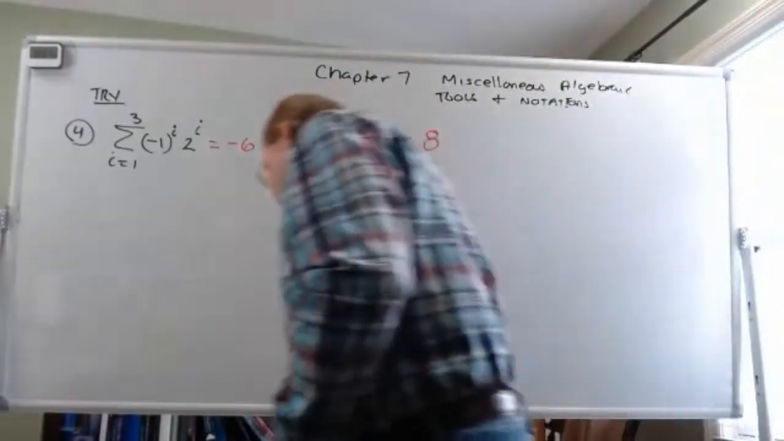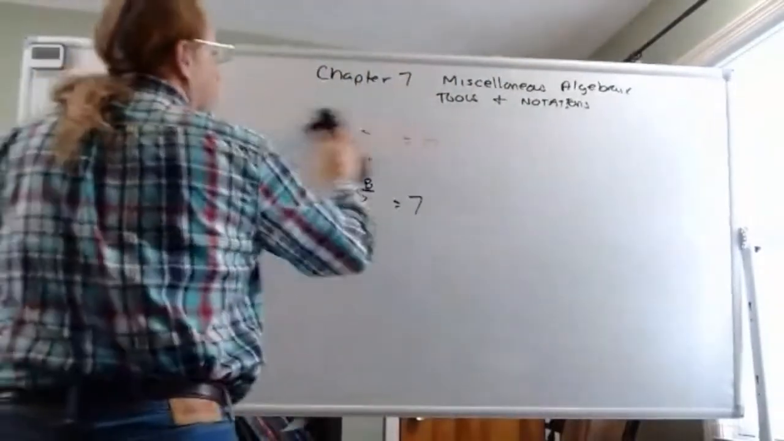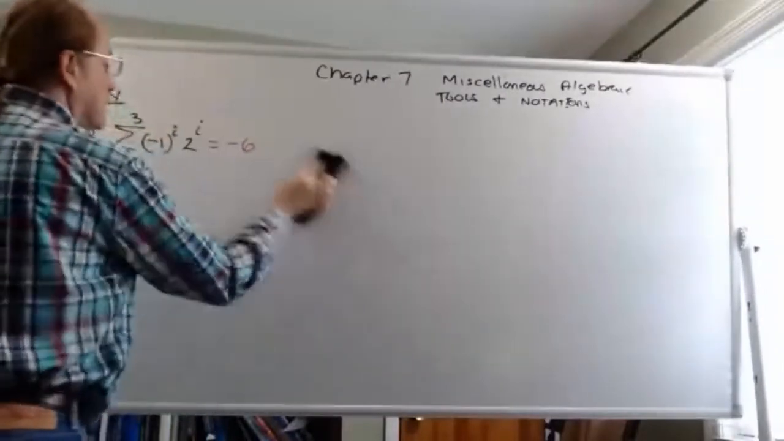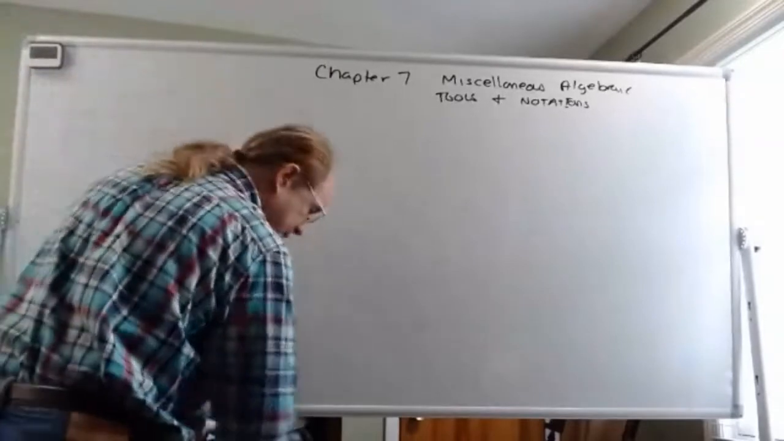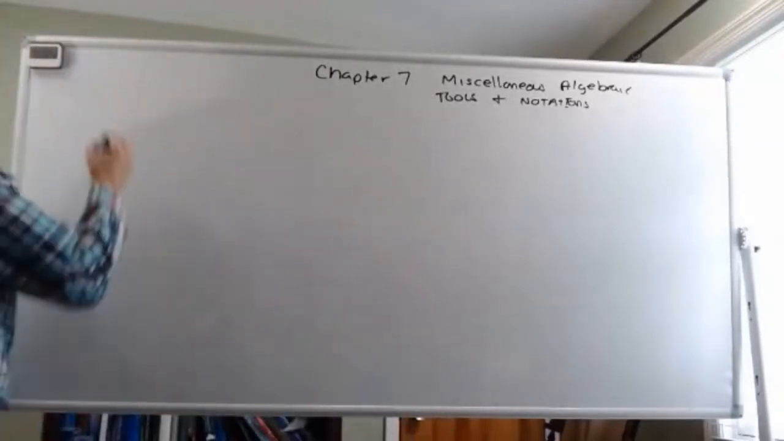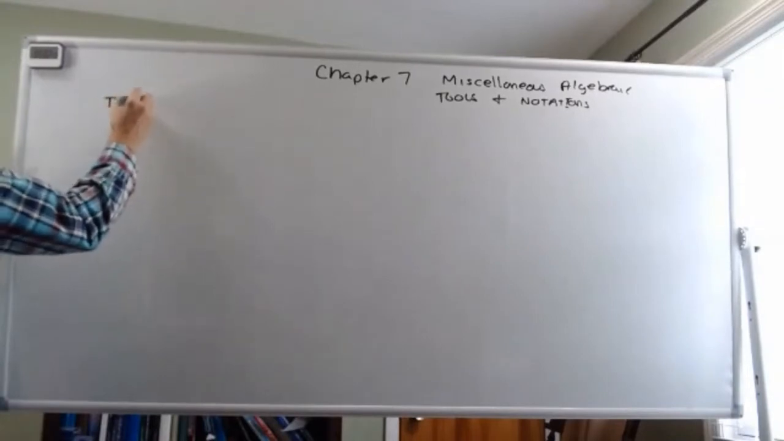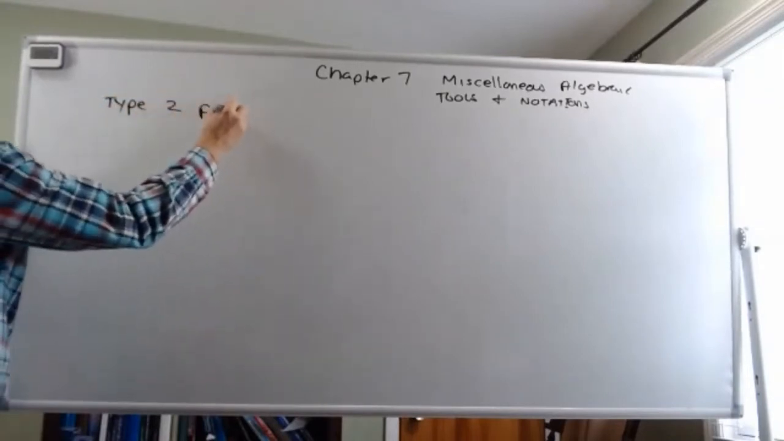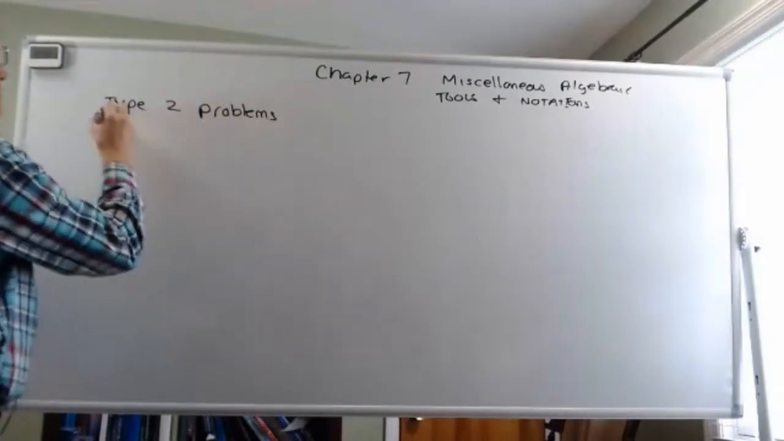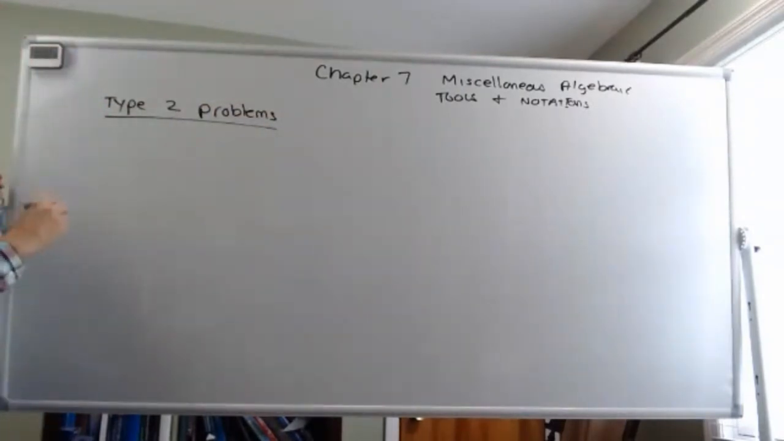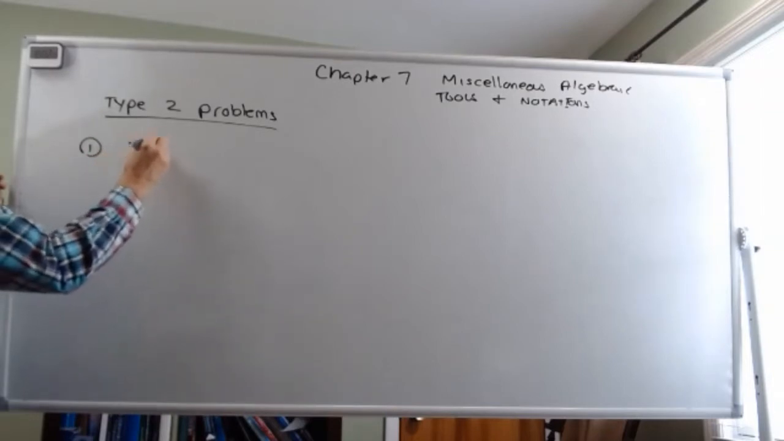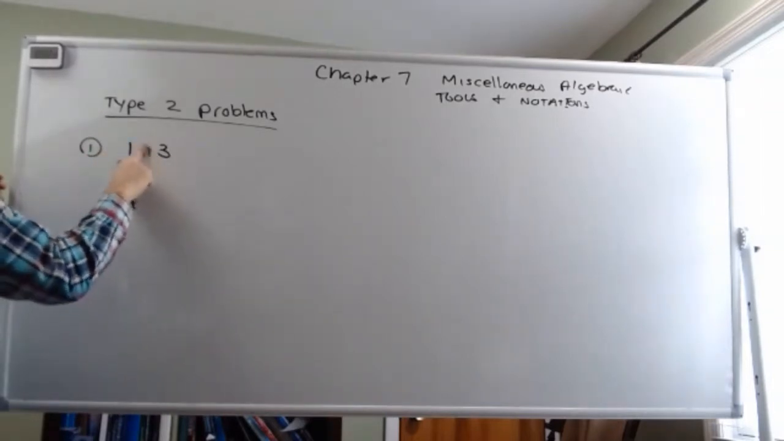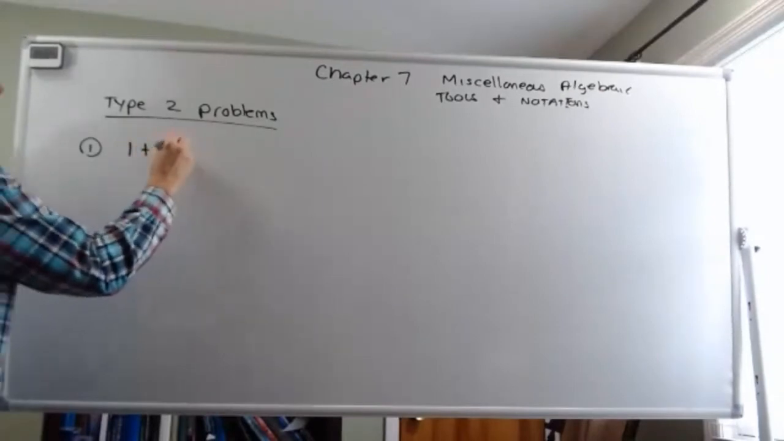Let's see if we can figure out these type 2 problems. Now, instead of being given the summation, we're given a sum of numbers. For example, I'll give you an easy one first.